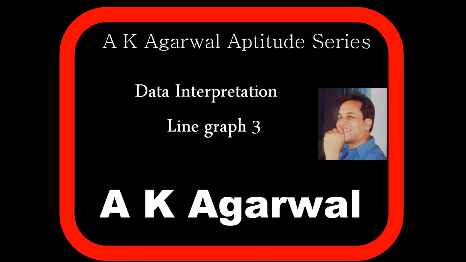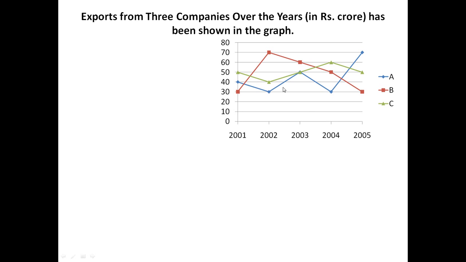Friends, in this session we are going to learn a technique for solving a problem of data interpretation using a line graph. Here a graph is being shown, and the information given about this graph is exports from 3 companies over the years in rupees crore. Export by 3 companies A, B, C. A is blue color, B is red color, and C is green color. This is the export of the 3 companies in crores over these 5 years shown in the graph. Now using this graph you have to answer certain questions.